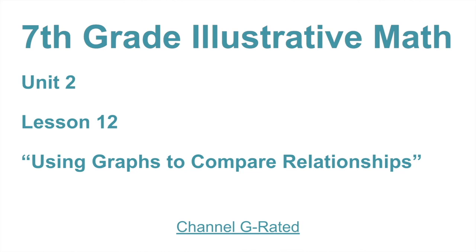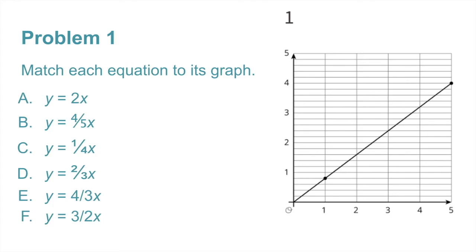Seventh grade, Unit 2, Lesson 12, using graphs to compare relationships. Problem 1. Match each equation to its graph. 4 units up, 5 units over. So the rise was 4 units and the run was 5 units. That would be B, y equals 4/5 times x, or y equals 4/5 x.